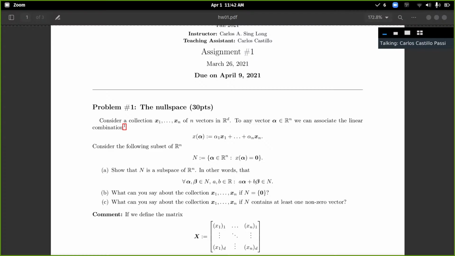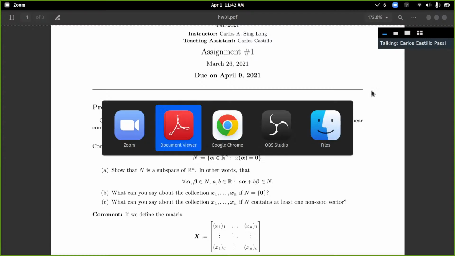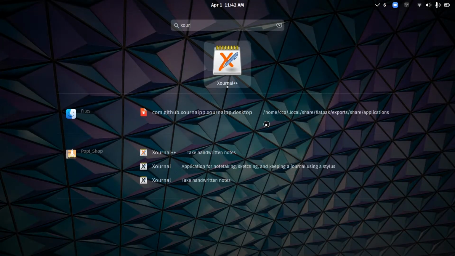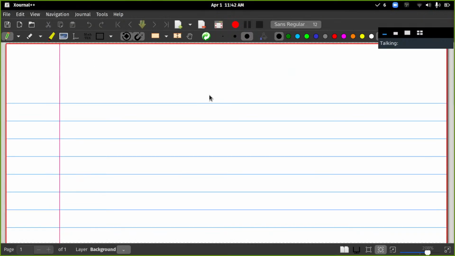Okay, so let's talk about what the null space is. Have you seen matrices yet, or you know what this is? Yes?